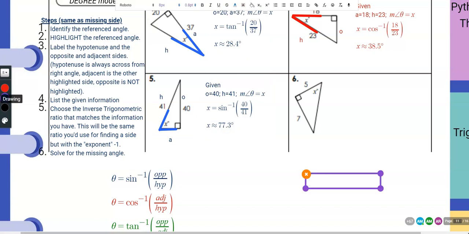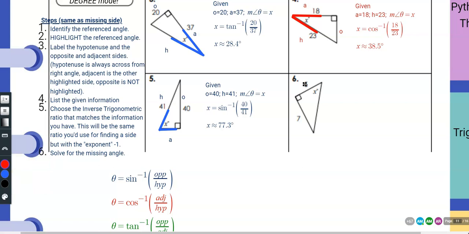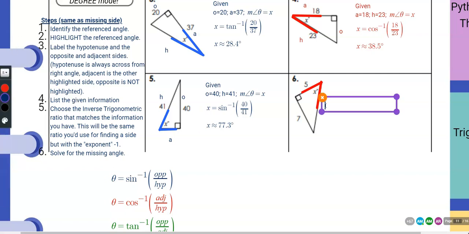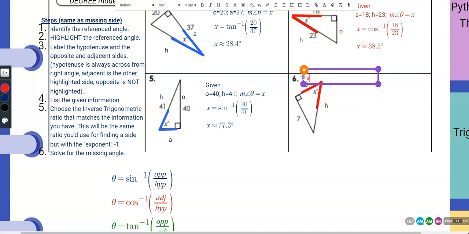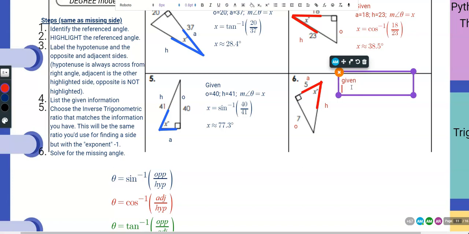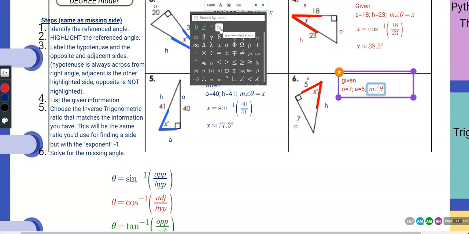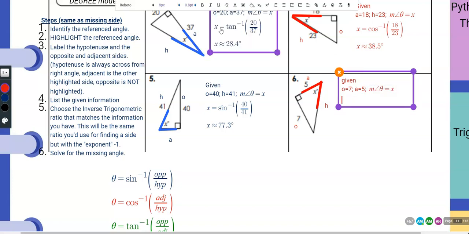Last one of these blank problems, regular problems. We have angle x, the unknown angle. We're going to label our hypotenuse. We have our adjacent side as the other highlighted side, and the unhighlighted side is our givens. We have O is 7, adjacent is 5. And the theta, and we use x, like they did in the picture.